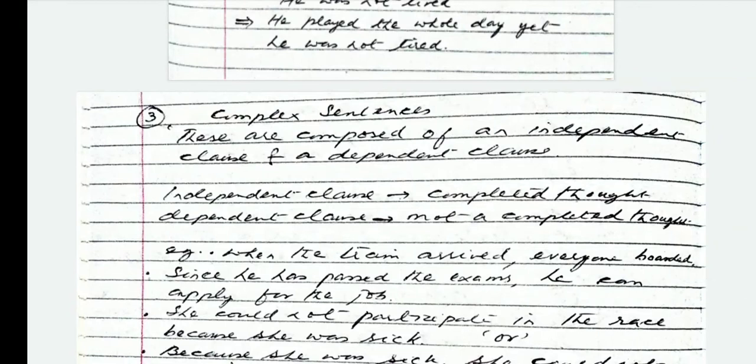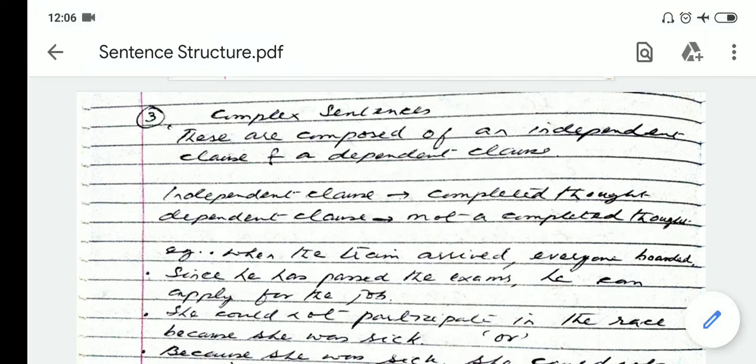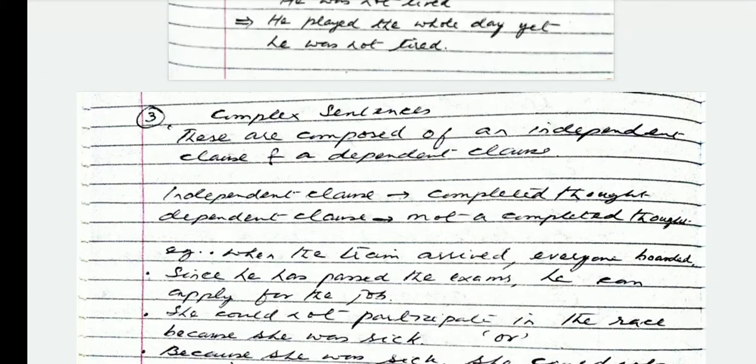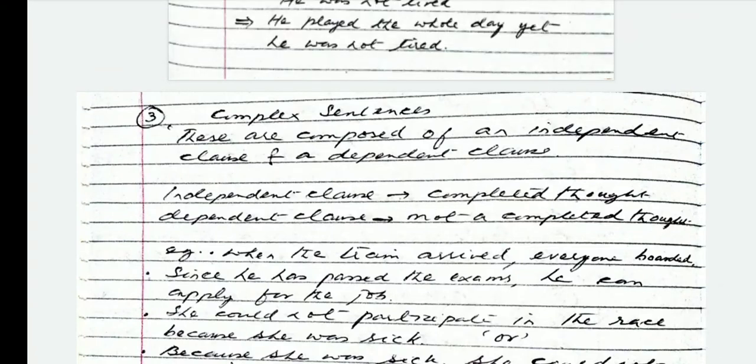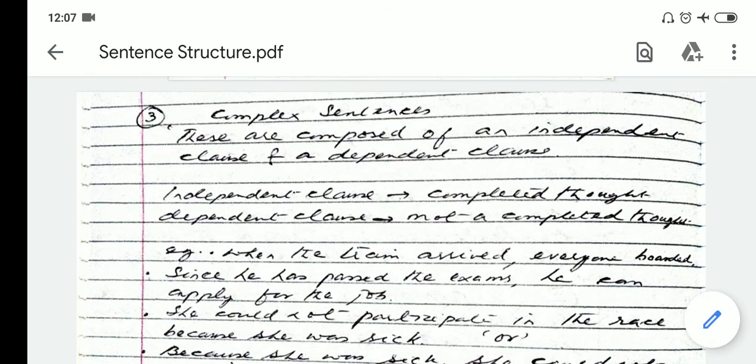Number 3. Complex sentences: these are composed of an independent clause and a dependent clause. What is an independent clause? I've always told you: subject, verb, and a complete thought. What is a dependent clause? It has a subject, it has a verb, but does not have a completed thought.